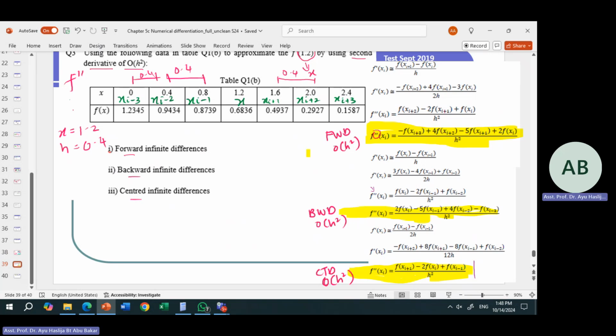Yeah, you look confused. Okay, so now the data is given. Identify your data. Okay, so please make sure you label your data correctly. Even though it is simple, but if you miss out the data, then your answer will be wrong. Okay, then sub all your data into the equation for forward, backward, and centered.